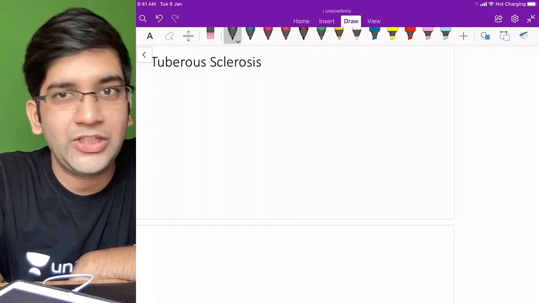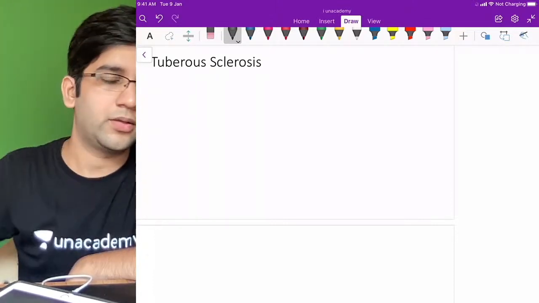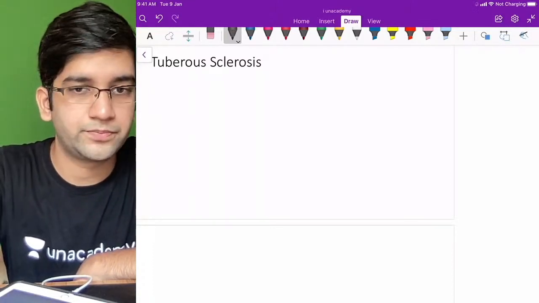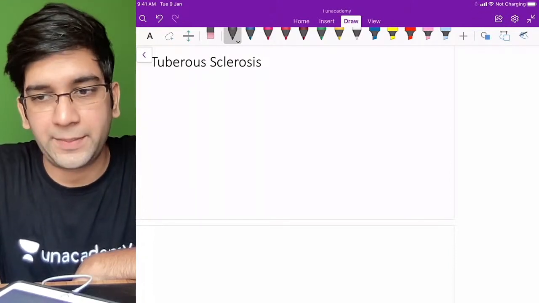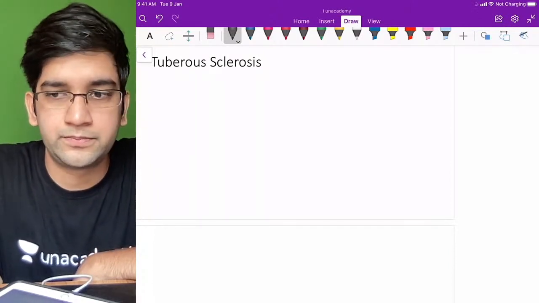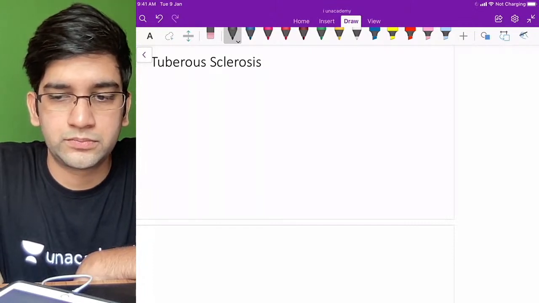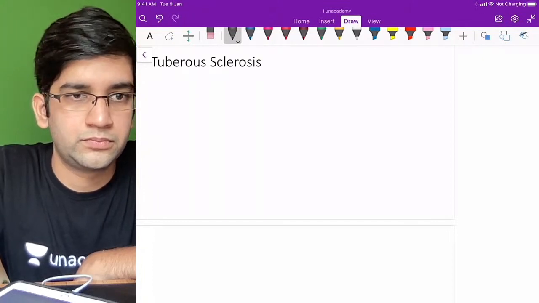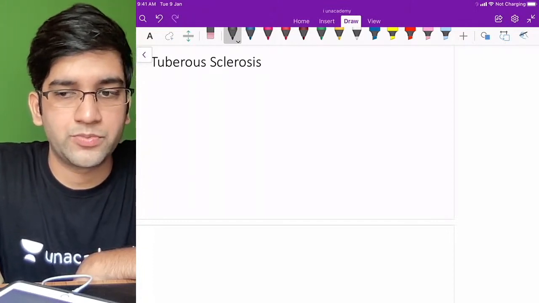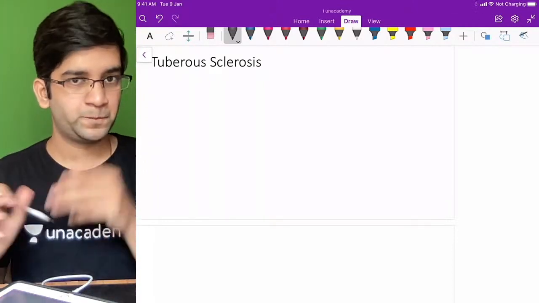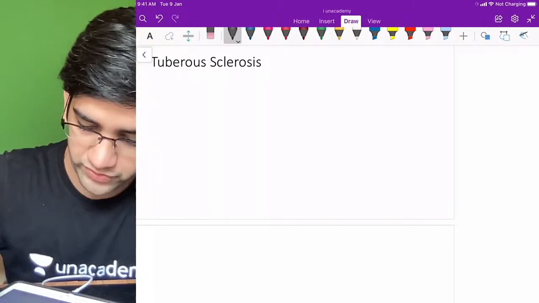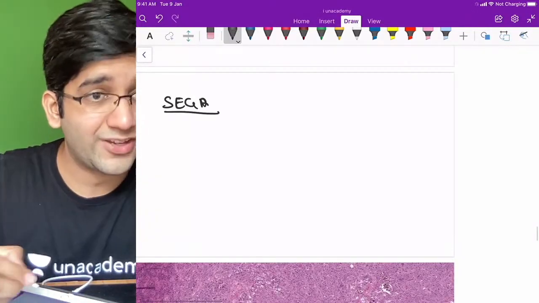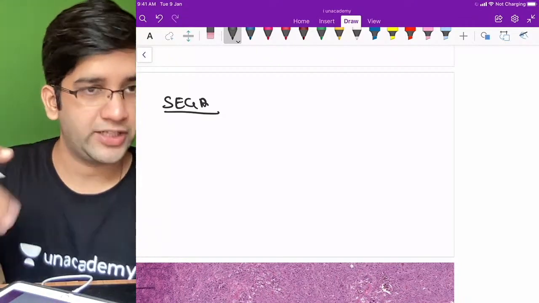Tell me what comes to your mind when you think of neurofibromatosis. Like what tumor comes to your mind? What tumor comes to your mind when you think of tuberous sclerosis? One is SEGA. Apart from SEGA, what else comes to your mind? Okay, so the first thing I'm going to help in your diagnosis of SEGA. It's astrocytoma, tuberous sclerosis, not NF1.